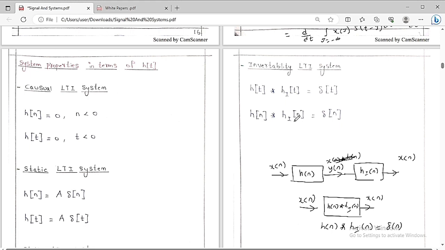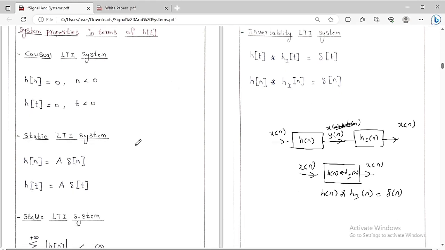So for a causal LTI system, what is the condition? A given LTI system becomes causal if the impulse response h of n is equal to 0 for n less than 0, or h of t is equal to 0 for t less than 0. Then we can say the system is causal. If this condition is not satisfied, it will be a non-causal system. What is the meaning of causal? The present value of the output is independent of the future values of the input. Then comes the static LTI system.